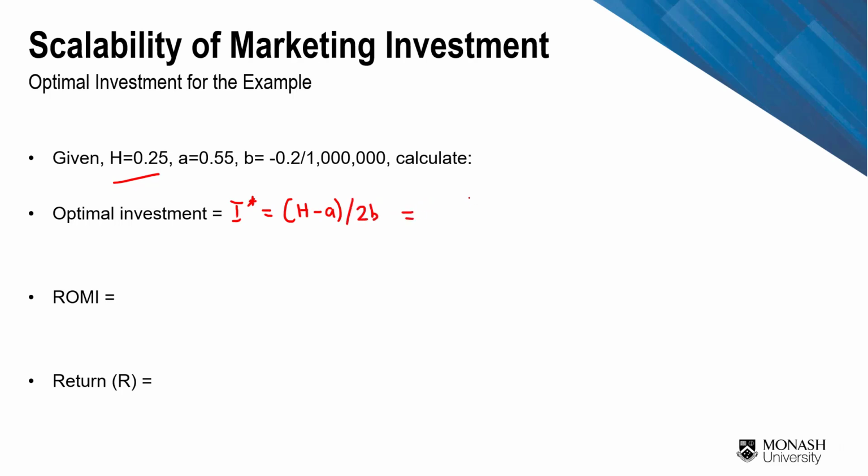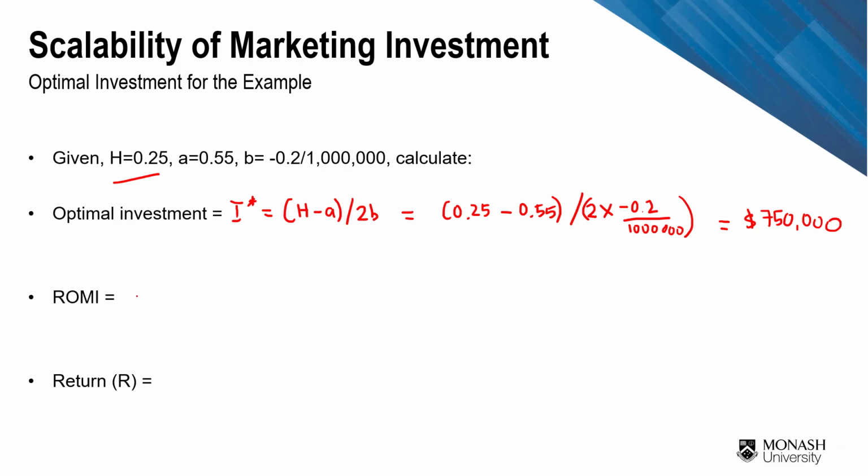So that will be 0.25 minus 0.55 divided by 2, I'm going to put a bracket in there, times B, which is 0.2 divided by 1 million. Now this will give me 750,000.